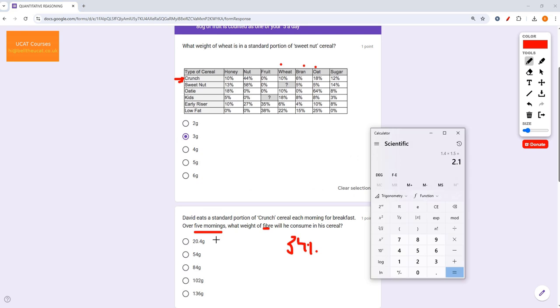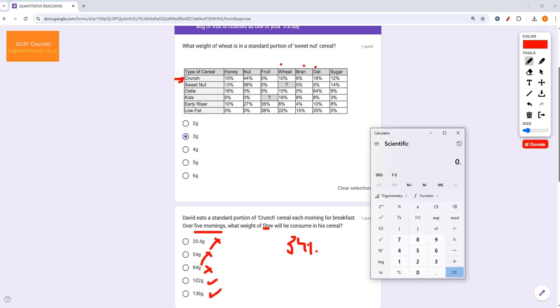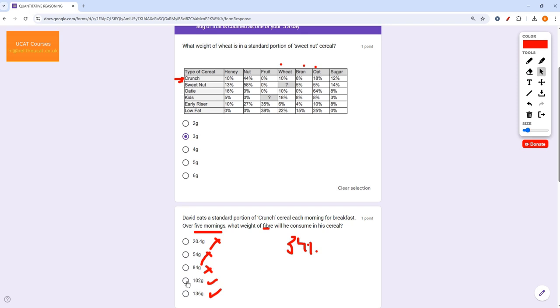The answer has to be a multiple of 34. It can't be this, can't be this, can't be this. 34 times 3 could be this, 34 times 4 could be this. One of these two is the option. Let's quickly do 0.34 times 60. Oh, that's for 1 morning. Times by 5, 102. Got it. So the answer in this case was 102.